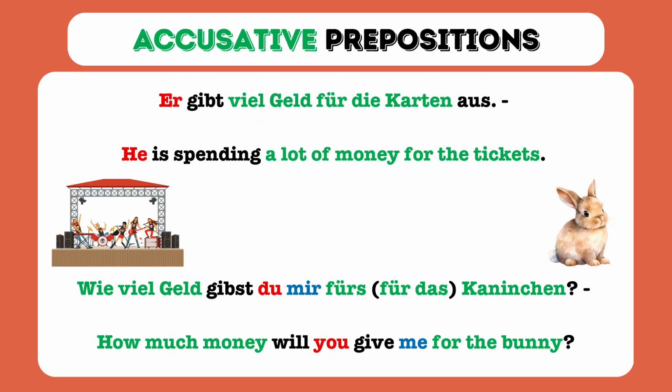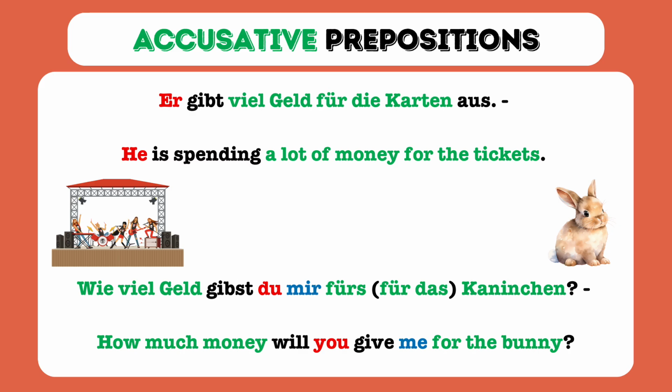Für means for, and you can use it in a sentence like this. Er gibt viel Geld für die Karten aus. He is spending a lot of money for the tickets. Für die Karten is for the tickets.